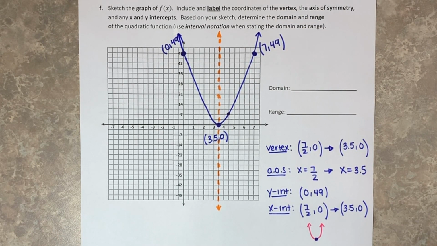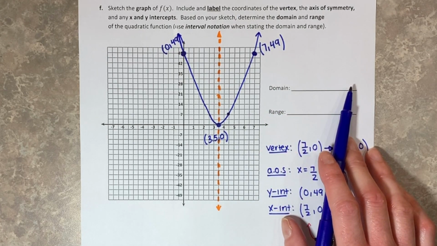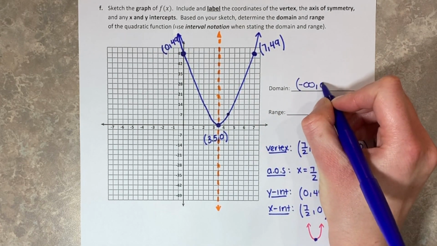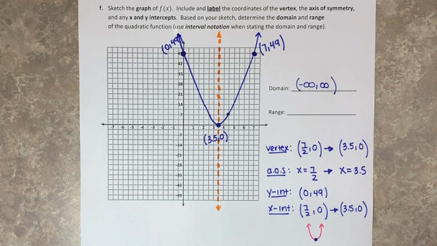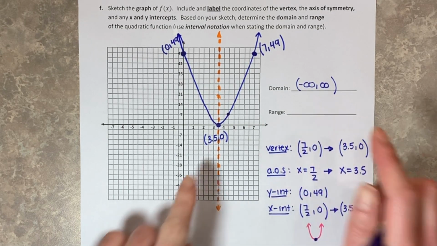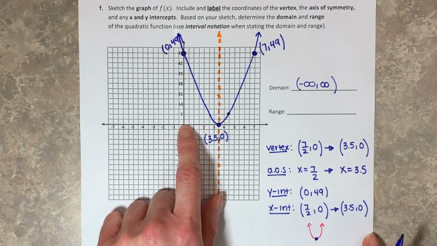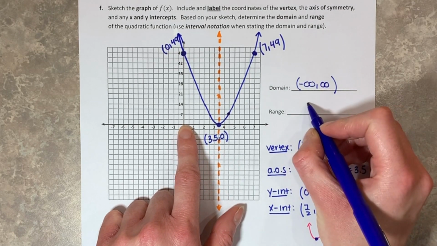We said in the previous problem that the domain for any parabola is negative to positive infinity, so we can fill that out right away. The range, though, will differ depending on your parabola. So let's see. For the range, we need to start by stating the lowest y value. The lowest point on our graph is right here, and the corresponding y value is 0. So our lowest y value is 0.